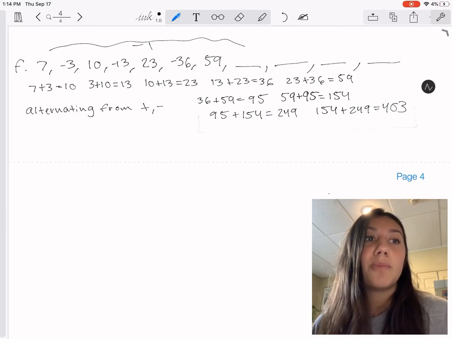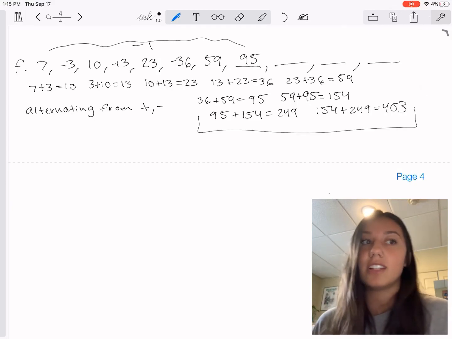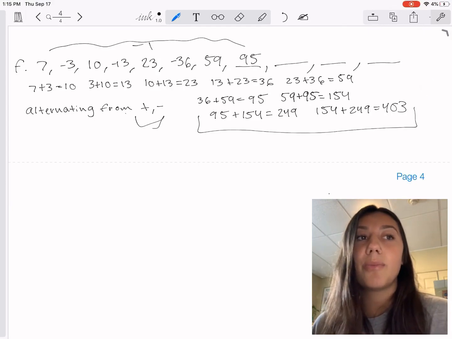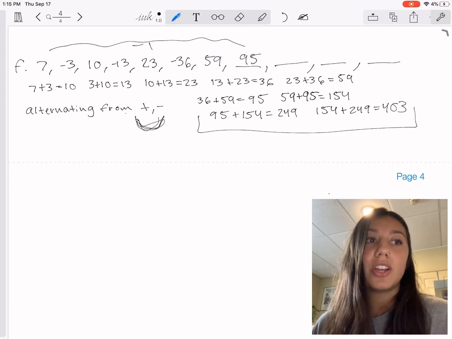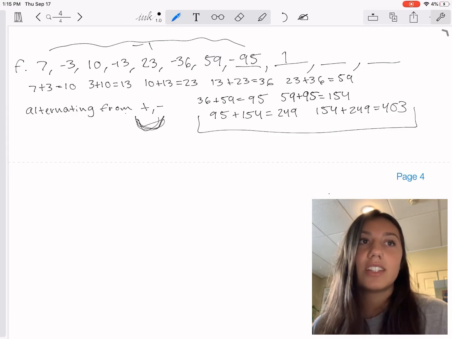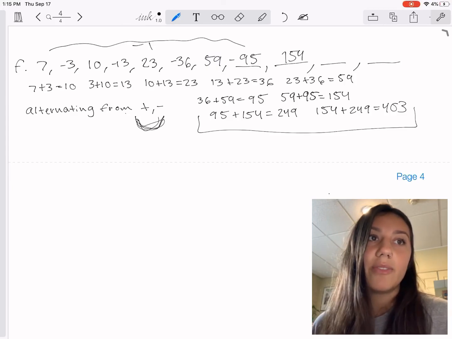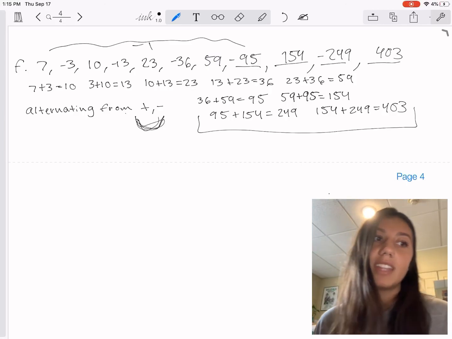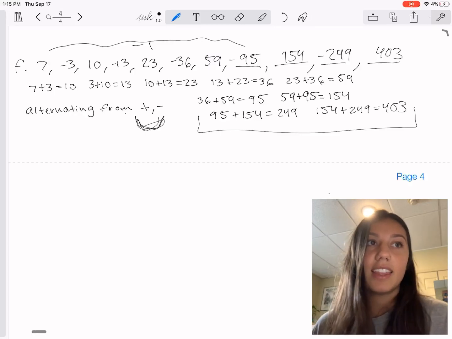But I had to remember that it's alternating from positive and negative. So when I wrote back in these numbers, I made sure it followed that pattern. So 95 would be negative, and then 249 would be negative, so they each match the pattern. And that is all.